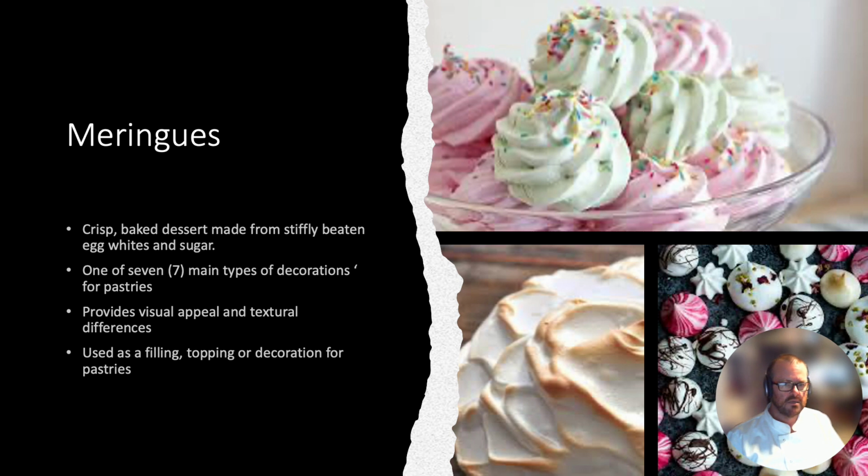Meringues is the next one. Again, we're talking about eggs, right? The culinary properties and characteristics of eggs are just incredible. Meringues are one of seven main types of decorations for pastries, or even desserts. Maybe an île flottante, floating islands. Maybe it's a pavlova. That's meringue on the outside.